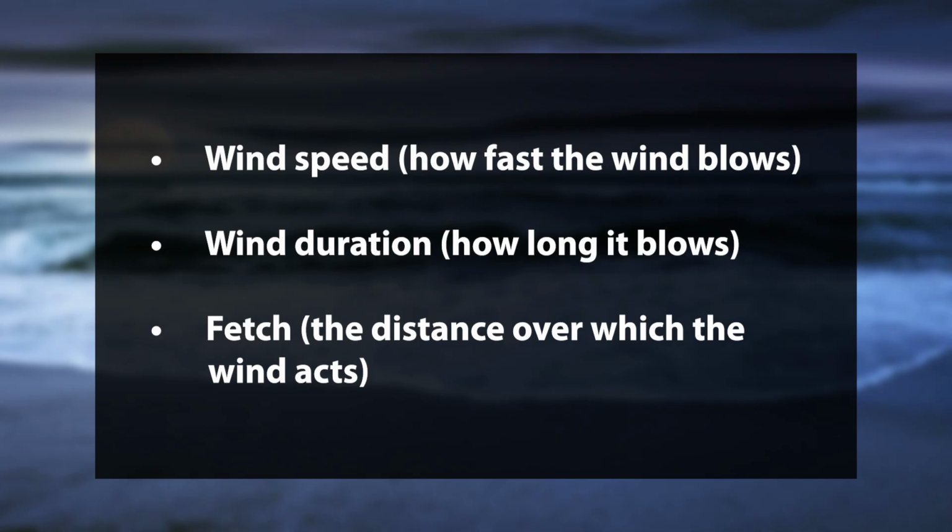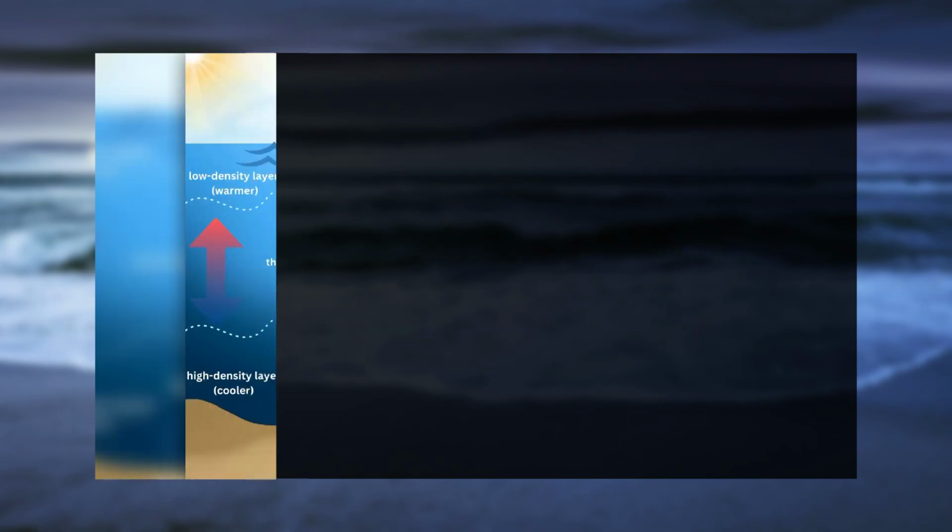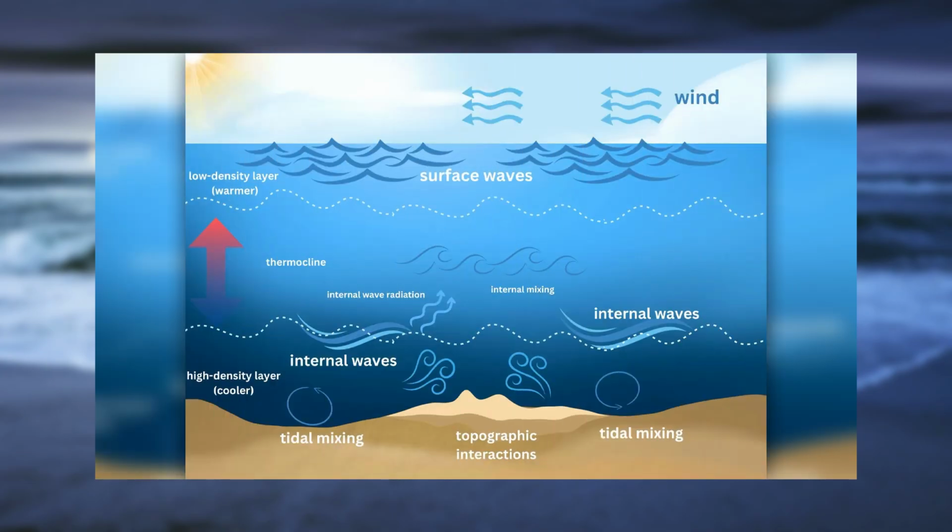The height and the strength of wind generated waves depend on three main factors. Wind speed, which means how fast the wind blows, wind duration, how long it blows, and fetch, the distance over which the wind acts. These surface waves are responsible for shaping beaches, affecting navigation, and influencing coastal processes.